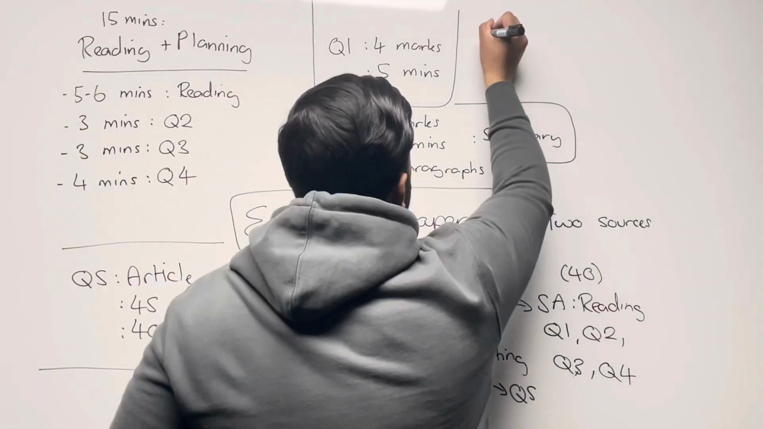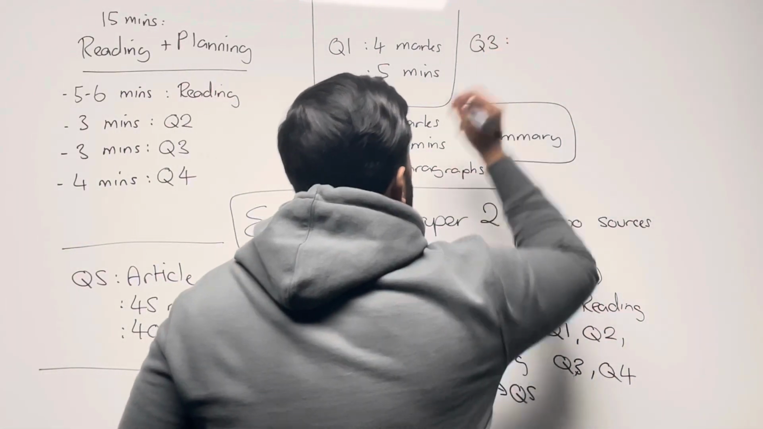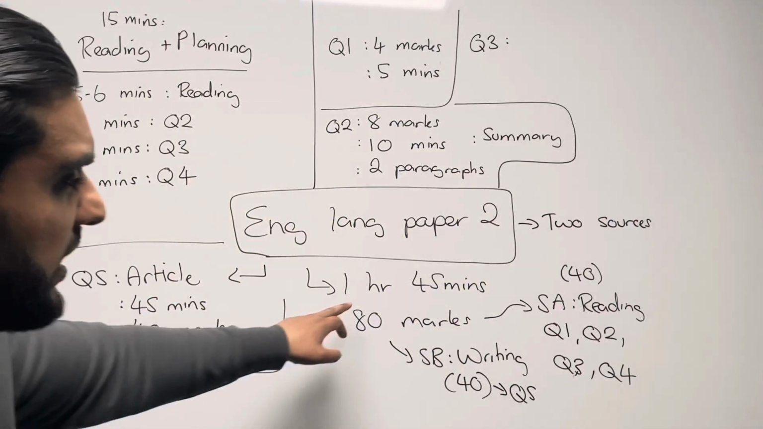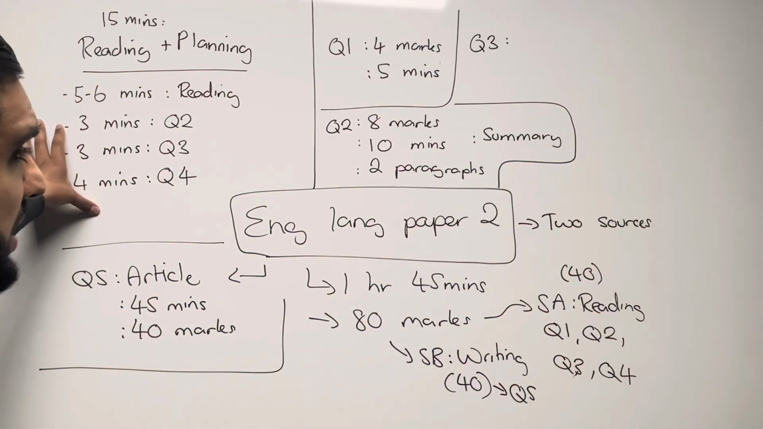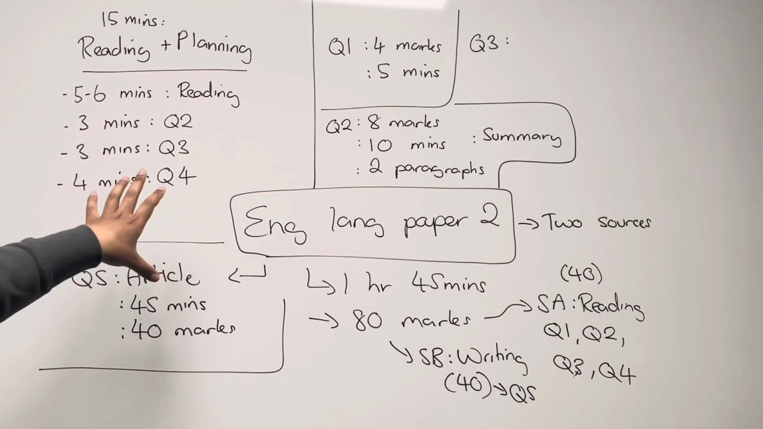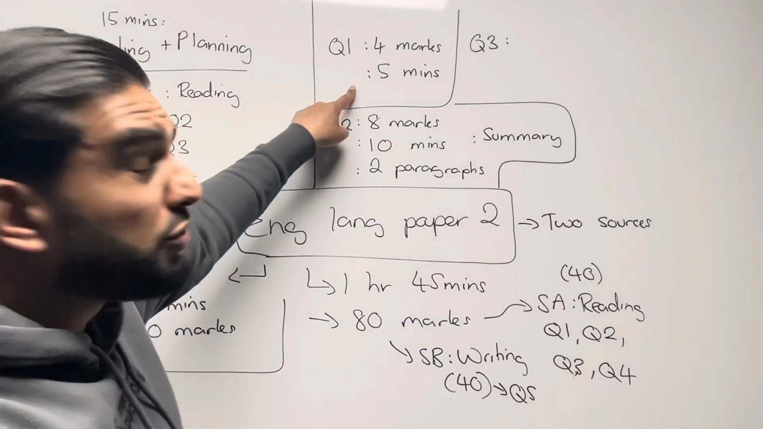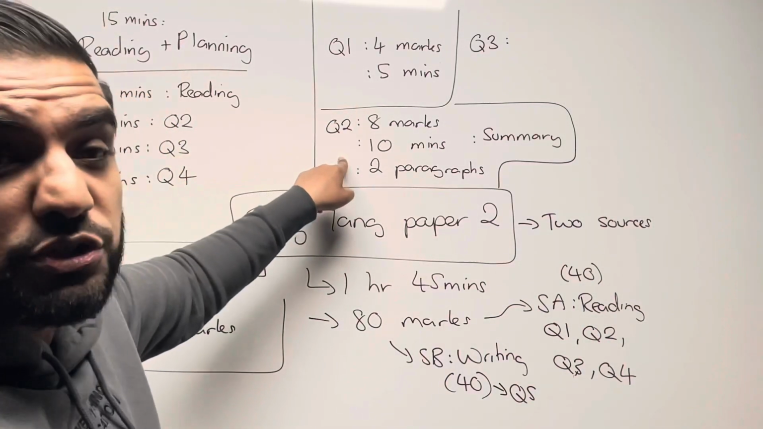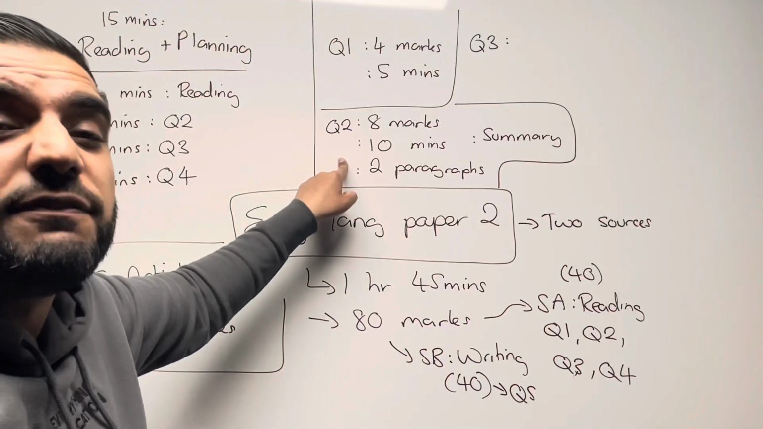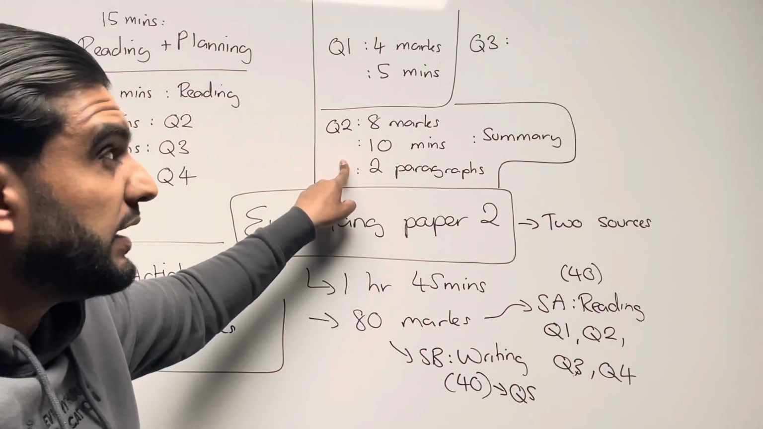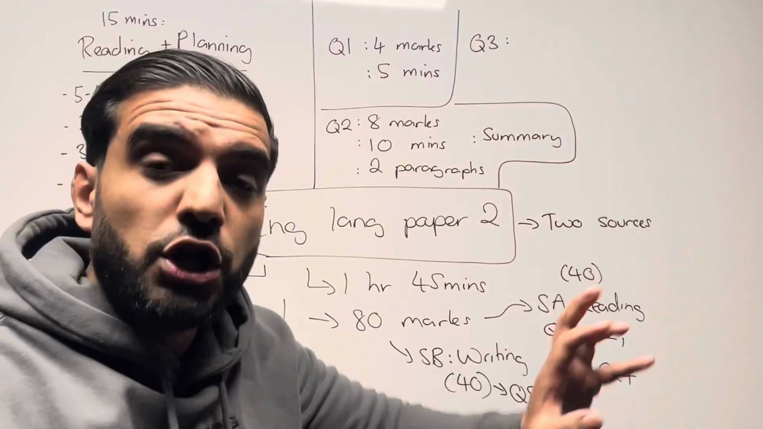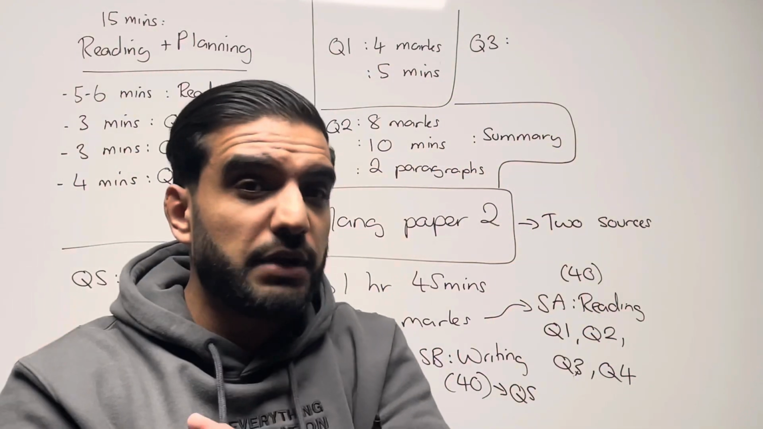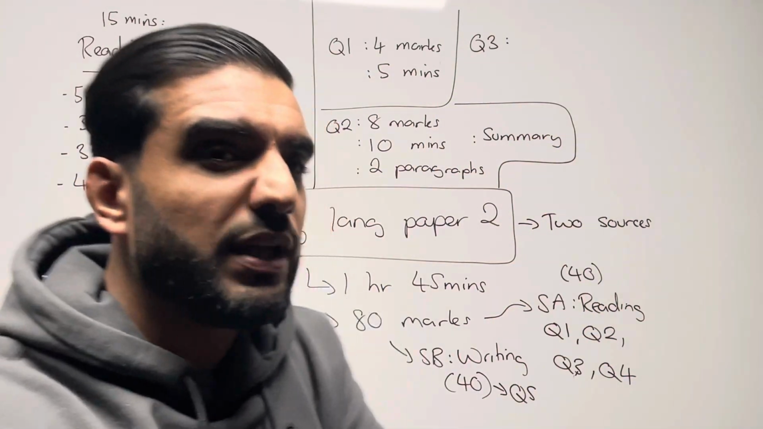Then, guys, let's move on to question number 3. Now, look, guys, the entire exam is 45 minutes. We spent 45 minutes, 15 minutes. That's 1 hour of our exam gone. Then we spent 5 minutes on question 1. We spent 10 minutes on question 2. That's 1 hour and 15 minutes of our exam now gone. Now we move on to question number 3 and question number 4. So we have 30 minutes of our exam left.